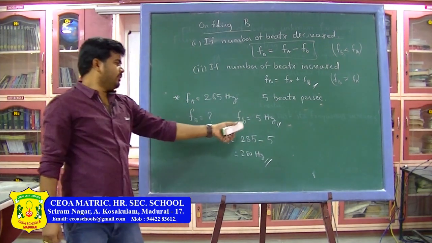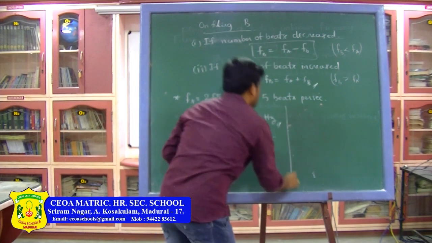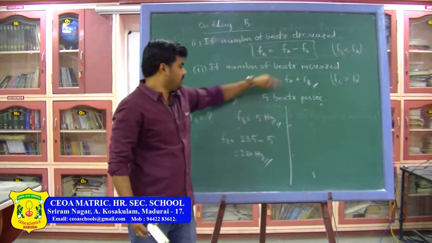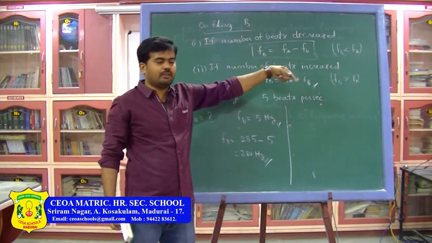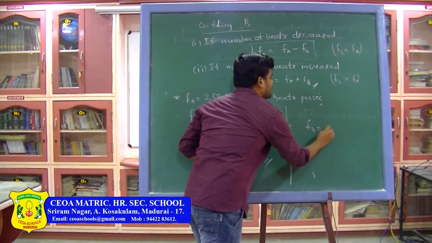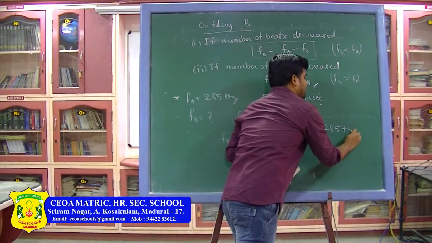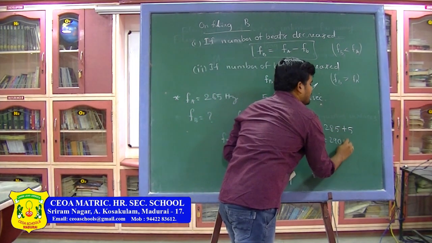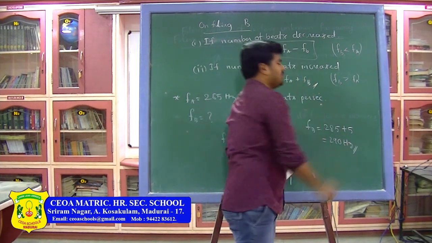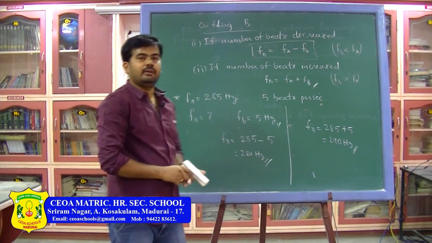In the same problem, if the number of beats is increased, for example, in this second one, that means the unknown frequency FB is equal to the given frequency 285 plus 5, which will be 290 Hz. So, that is the method of finding the unknown frequency using the filing method.